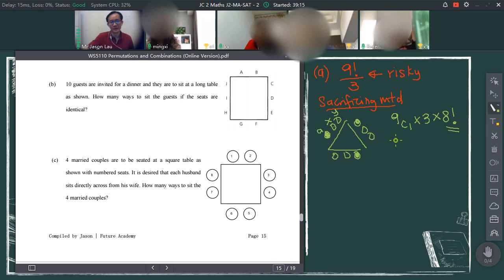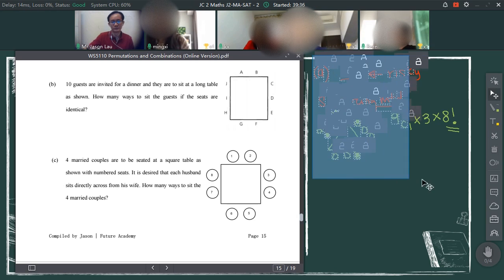Ten guests are invited for dinner and they are going to sit at a long table in this manner. So the long table has the configuration 3, 3, 2, 2. How many ways to sit the guests if the seats are identical? 9 factorial over 4 factorial.